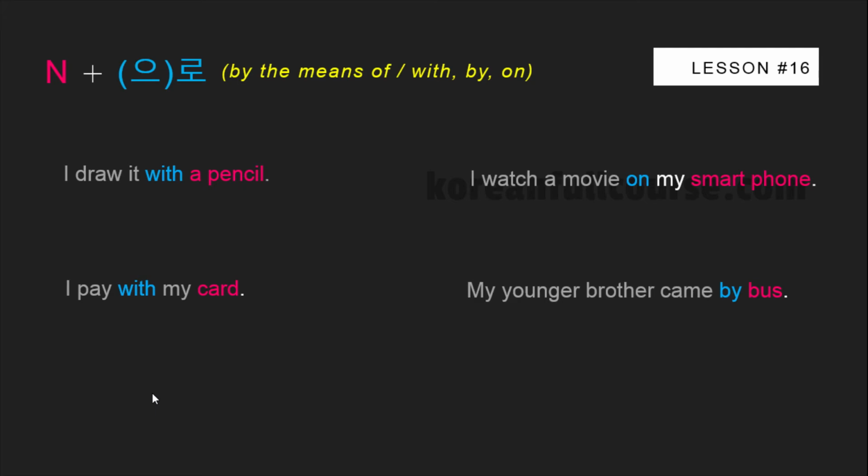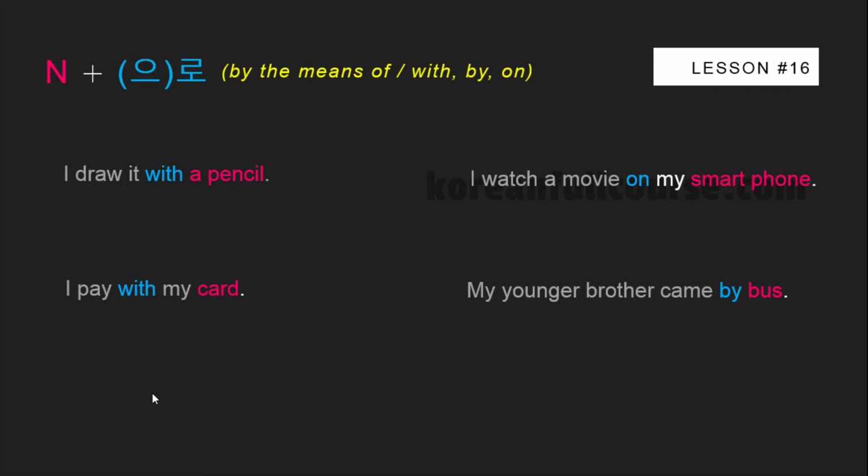I drew it with a pencil. Here, the pencil is a tool. I pay with my card. The card is also a tool to make a payment. I watch a movie on my phone. The phone is a tool which shows me a movie. My younger brother came by bus. The bus is also a tool which the younger brother used to come here. I hope you got the idea how you can use the preposition.